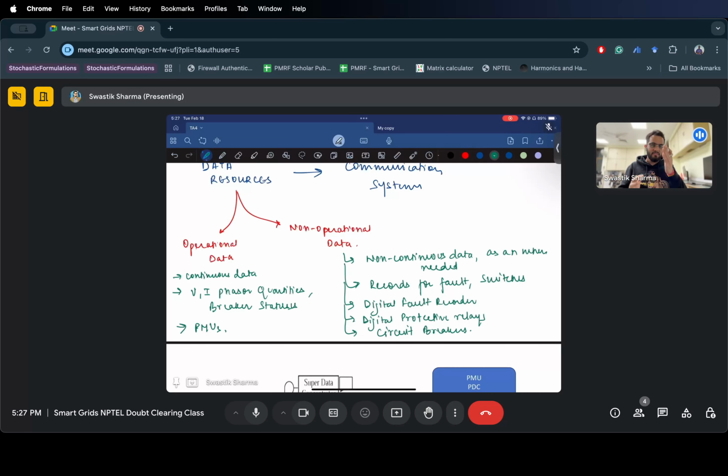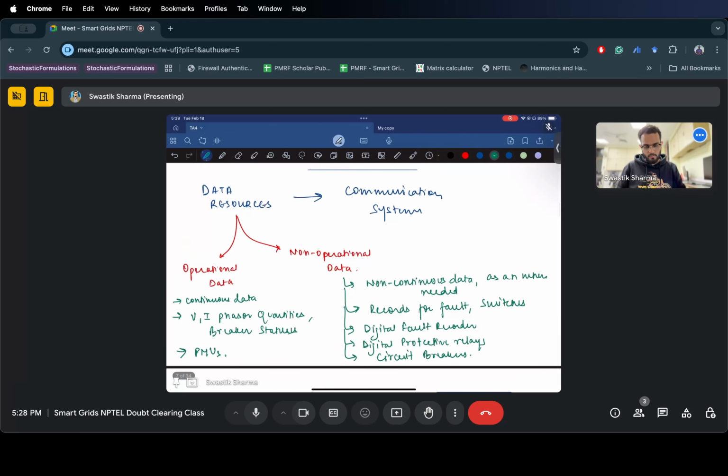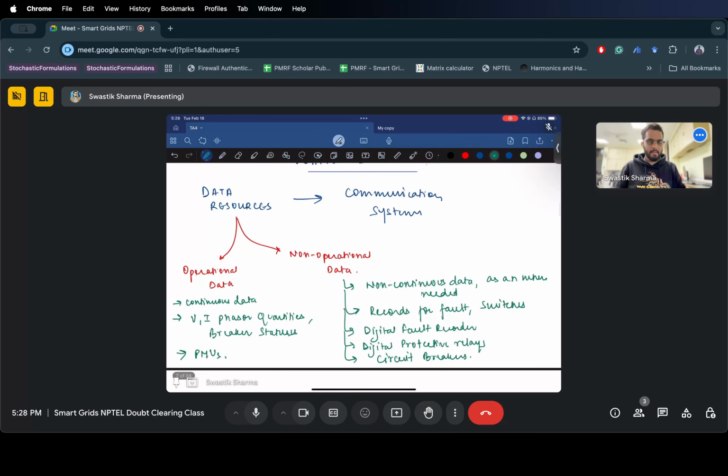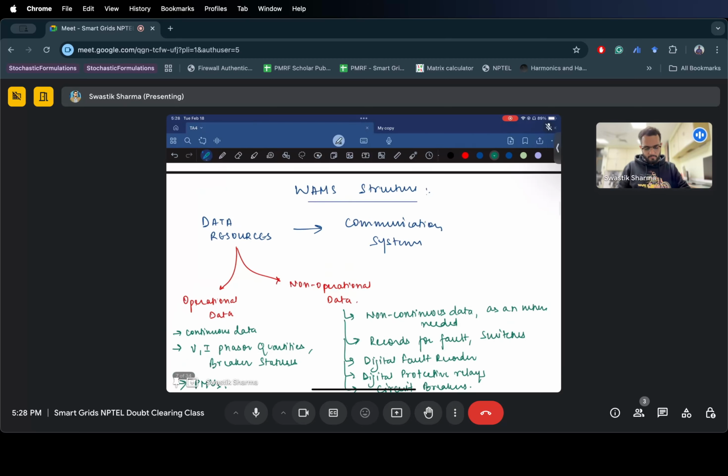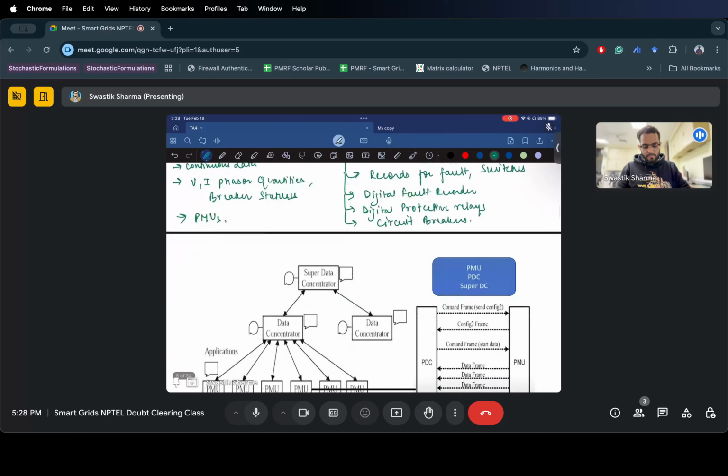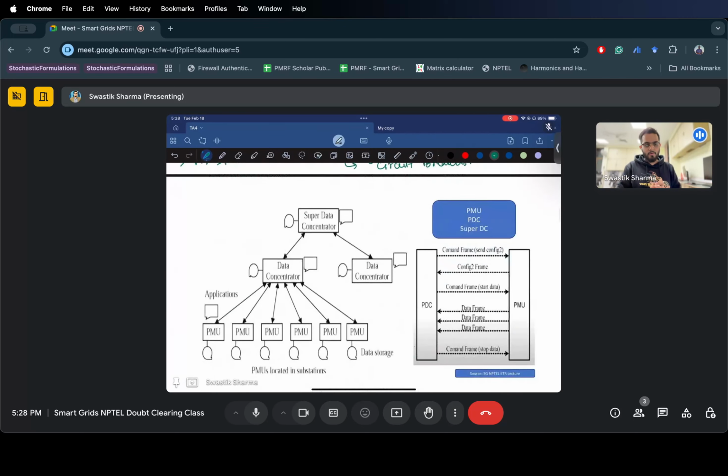For example, if you have a feeder which is connected in a ring main form and you want to isolate that feeder, you will trip that circuit breaker so that the feeder is removed from the distribution system if it is causing faults. So this is what is used as part of your data resources. This is what the WAM structure is, and this is how we store data.